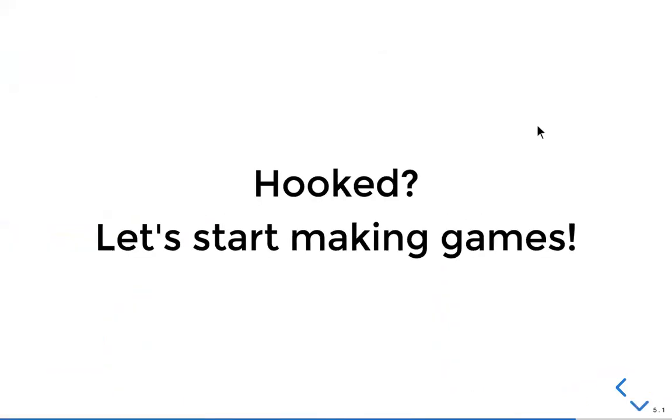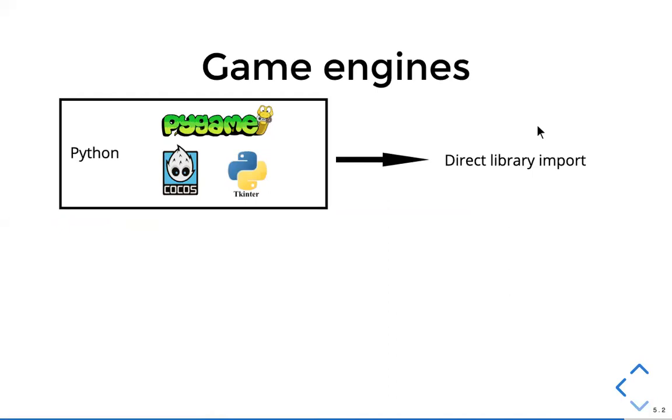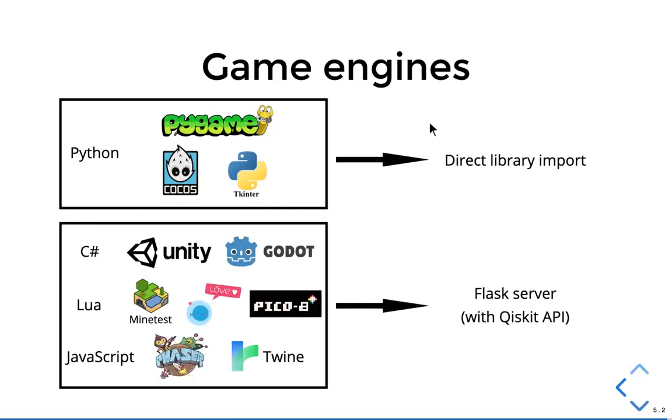If you get hooked, let's see how we can start making some games like Pong or the Qiskit Blocks. If you want to make games, you first need a game engine. Qiskit is made in Python, so if you want to make the simplest game, you should use a game engine based on Python, for example Pygame, Cocos, or Tkinter, which is a UI toolkit, but you can also make some games with it. If you use Python-based game engines, it's very easy because you can directly import Qiskit in the game. But these game engines are not really good for making very complicated games.